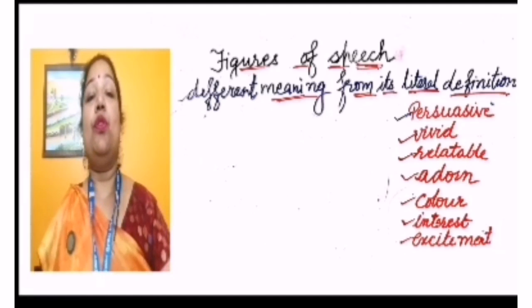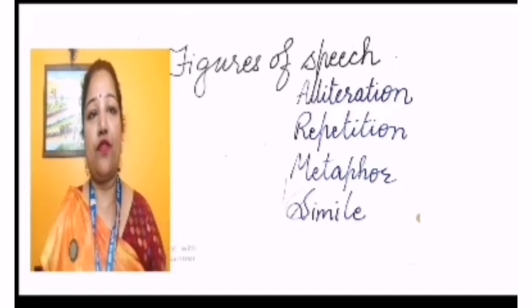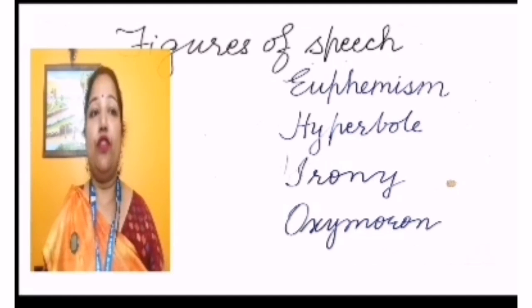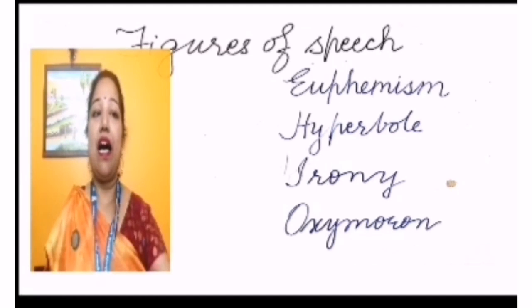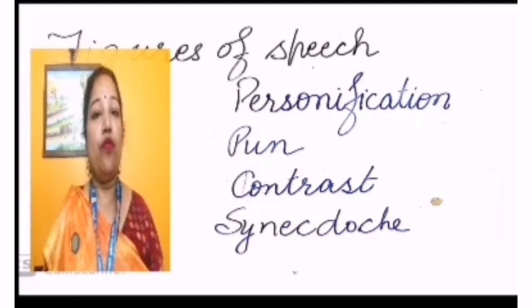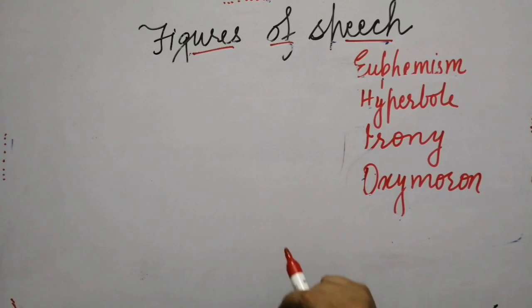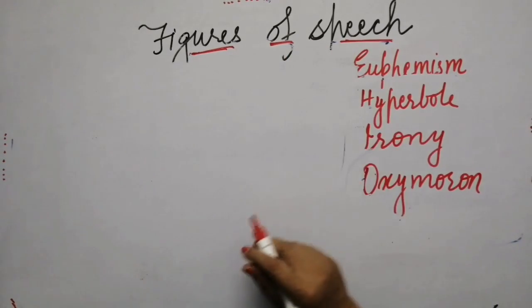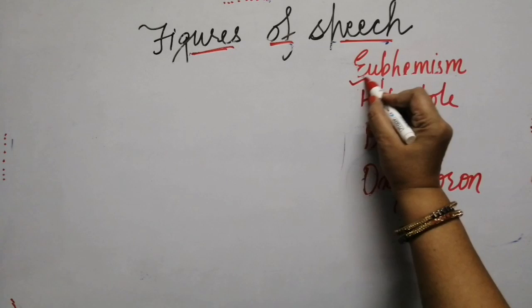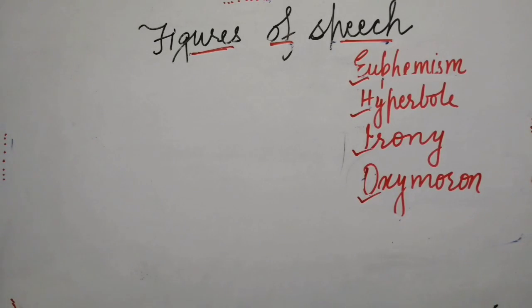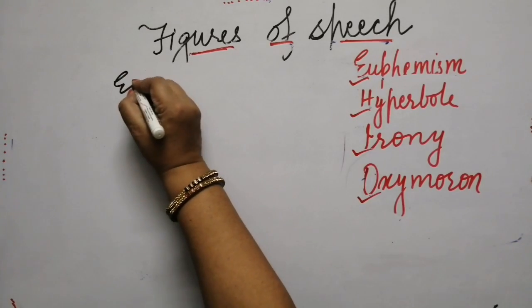So we are going to learn about following figure of speech: alliteration, repetition, metaphor, simile, euphemism, hyperbole, irony, and oxymoron. Then personification, pun, contrast, and synecdoche. We will do it one by one. Students, we are going to continue our previous topic, figures of speech. Today we are going to learn about euphemism, hyperbole, irony and oxymoron. Okay. So first of all, I am going to take euphemism.